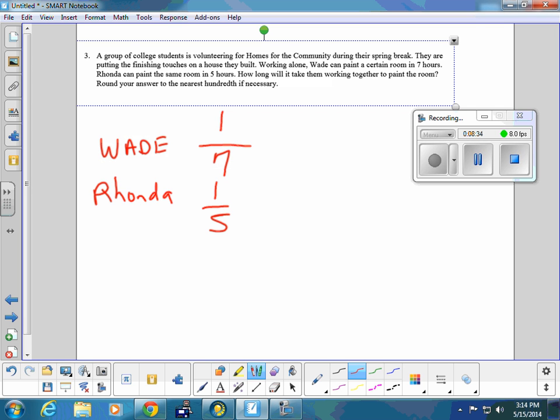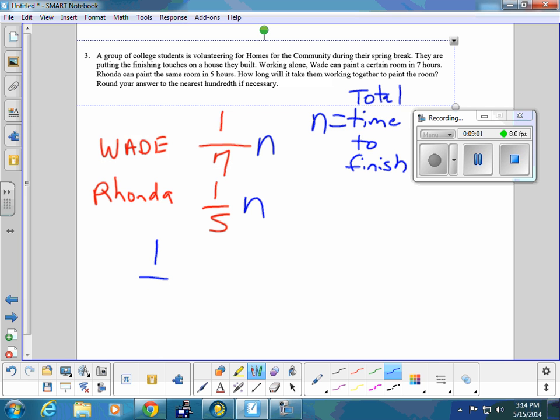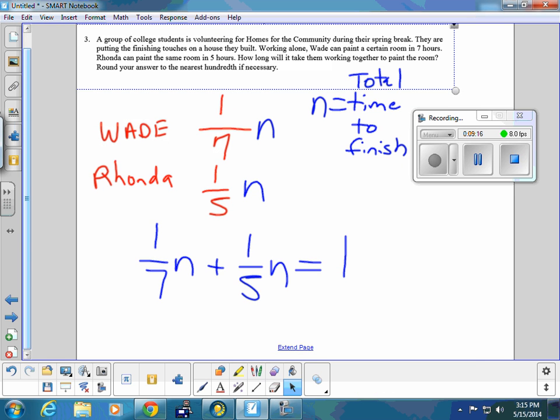So this runs along the same setup as yesterday when we did this, which is you multiply the fraction times n, and this n is the time, or the total time, I should say, the total time to finish the job. Okay, and we're going to take Wade's work plus Rhonda's work, and we want 100% of the job done, or we want these two fractions to equal 1 for 100% of the job to be done.